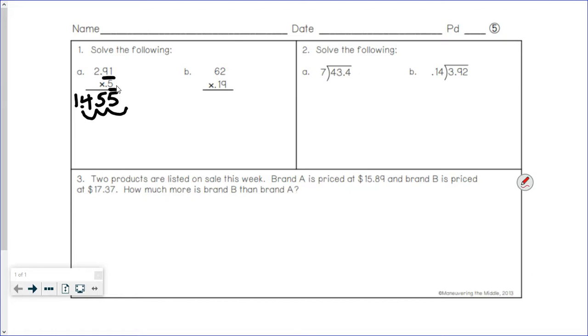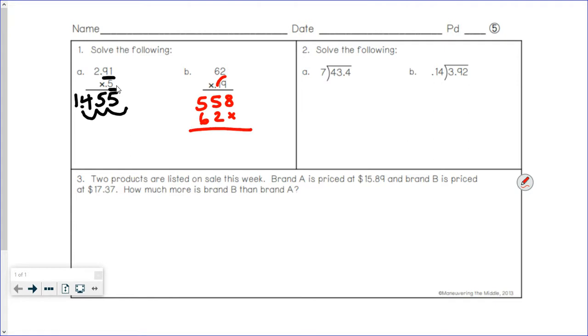Over here we have letter B, 62 times 19 hundredths. So instead I'm going to treat this as 62 times 19. So I'm going to go 9 times 2 first, which is going to be 18, carry my 1. 9 times 6, which is 54, plus my 1 is 55. Now I'm going to worry about my 1, so then 1 times 2, I'm going to leave a little spot here. 1 times 2 is 2. 6 times 1 is 6.